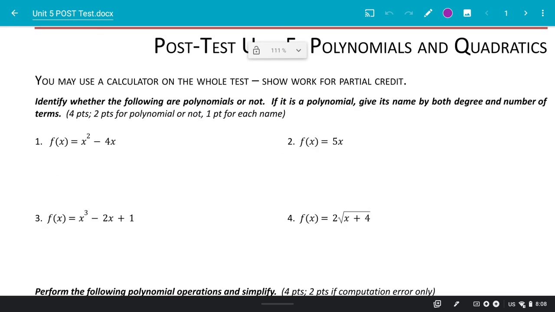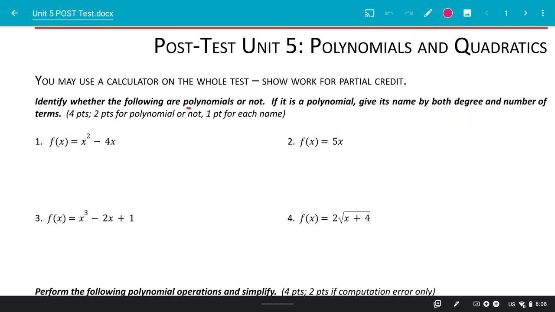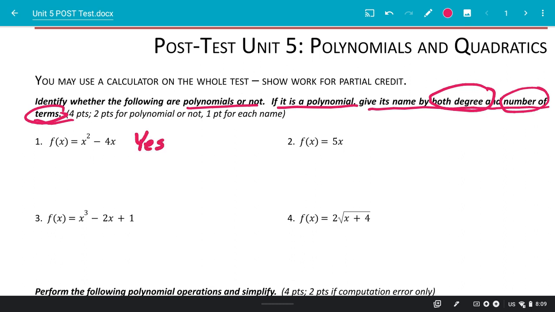All right, in the first 4 questions, you need to identify whether the following are a polynomial or not. If it is a polynomial, give its name by both degree and number of terms. Remember, degree and number of terms. Okay. Number 1, yes, it's a polynomial. It is a to the second degree, which is a quadratic, and it has 2 terms, making it a quadratic binomial.